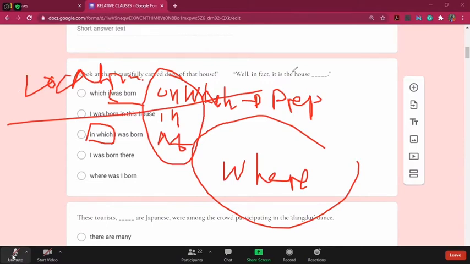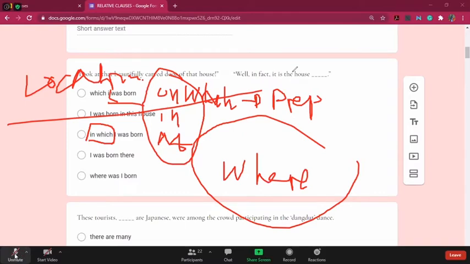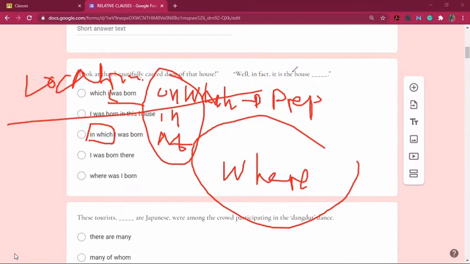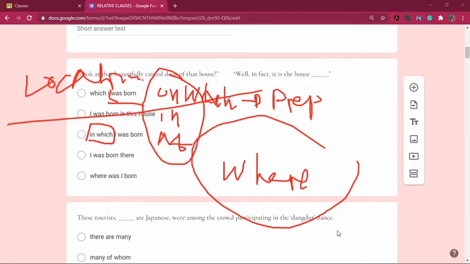Yeah. Now you might have a question like, Miss, when can I say on which, when can I say in which and at which? Well, it depends on what kind of preposition you need for your sentence. This is another example. I can say that I know the book on which you put your pen. I have to say on, because the pen is put on the book, not in the book. You got that? Here I have to use in because it is in the house.